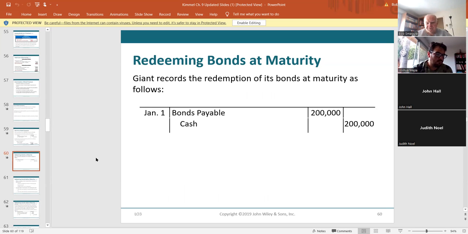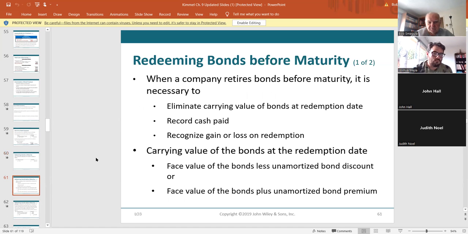Here they're redeeming the bonds. They're just paying it back. Debit bond payable, credit cash. What if we want to buy the bond back? Remember we talked about callable bonds? We said we can call up the borrower, or the lender rather, and pay them back. When a company retires bonds before maturity, it's necessary to eliminate the carrying value of the bonds or the face value, same thing. And the carrying value of the bond at the redemption date, the face value less the unamortized face value plus.